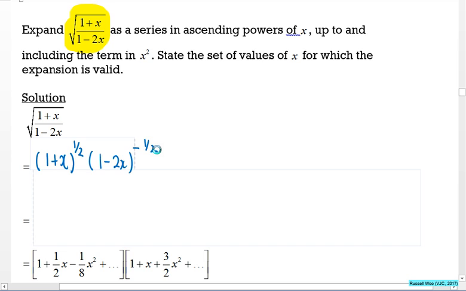So what's so good? So this is made up of two binomial expansions with a non-positive integer index. So you have to expand them separately, no choice. We have two separate expansions. You have to expand them individually.